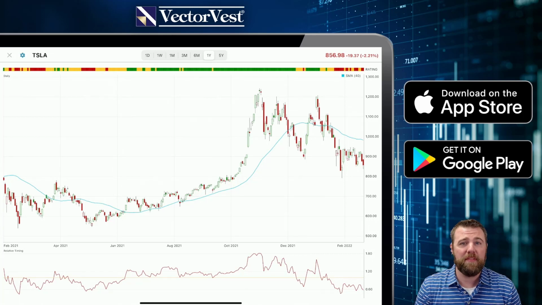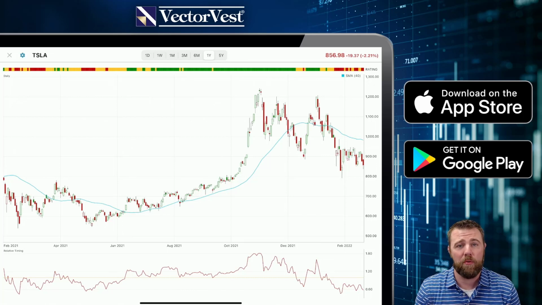And then at the bottom of it is that relative timing or RT indicator. And once again, it's cast on a scale of 0 to 2, and it looks at the short-term price trend of a stock. So above 1 means the stock is trending upward, below 1 means the stock is trending downward.